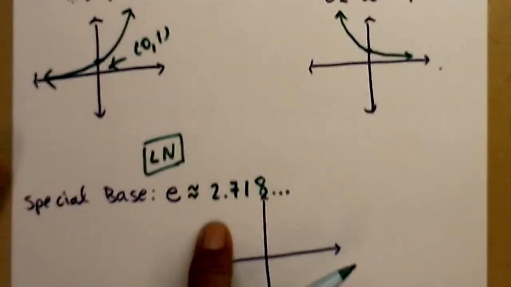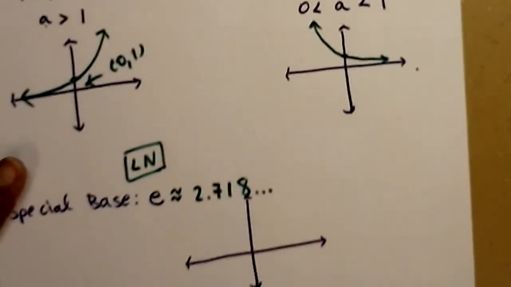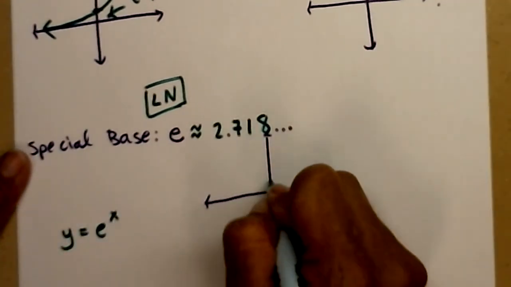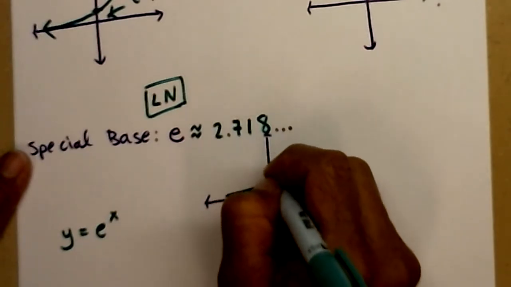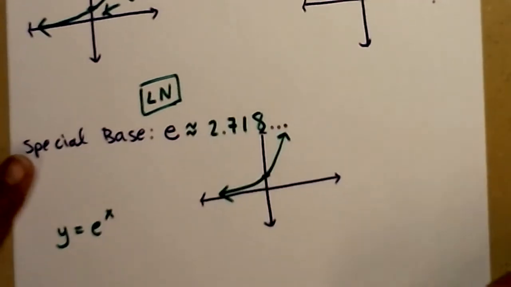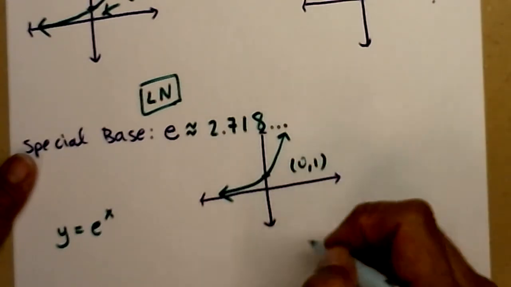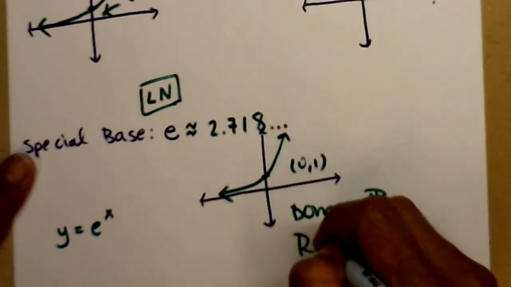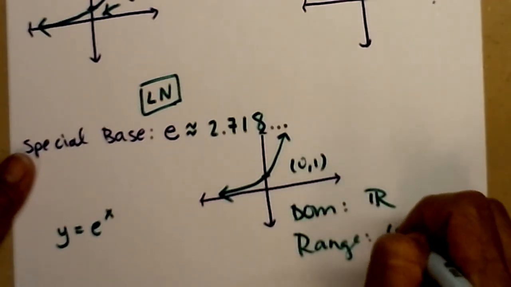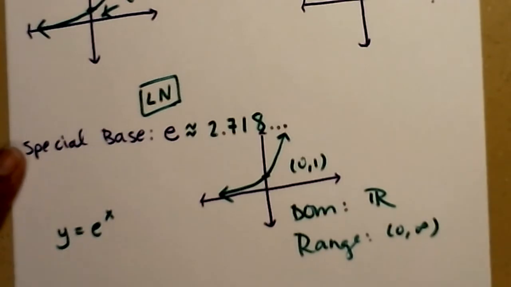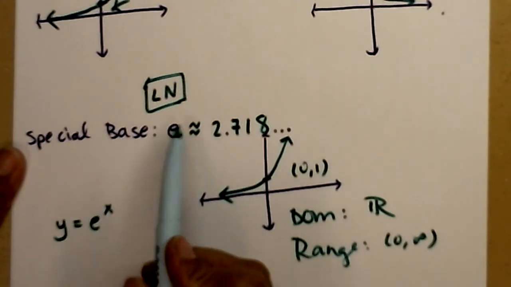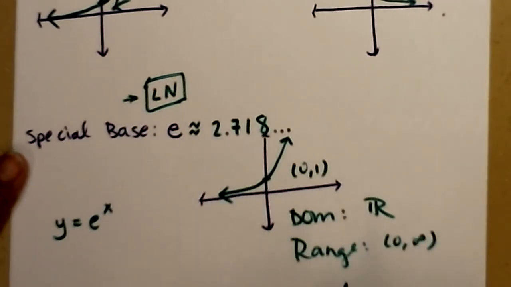So since 2.7 is bigger than 1, the graph of y equals e to the x, and you just say it out like that, looks just like our graph of 2 to the x. And it has the same y-intercept and the same domain and the same range. It's important to be comfortable with e to the x because the next thing you'll probably talk about is that second feature, that ln button, which is the natural log.